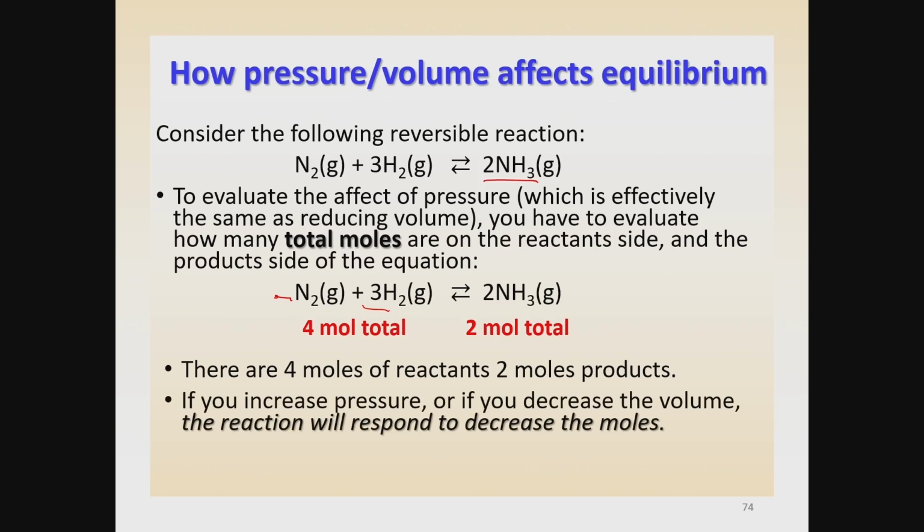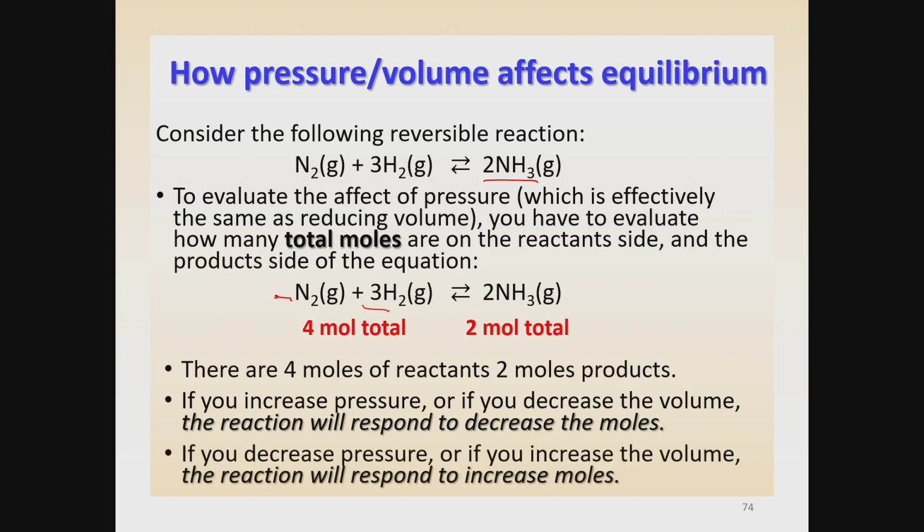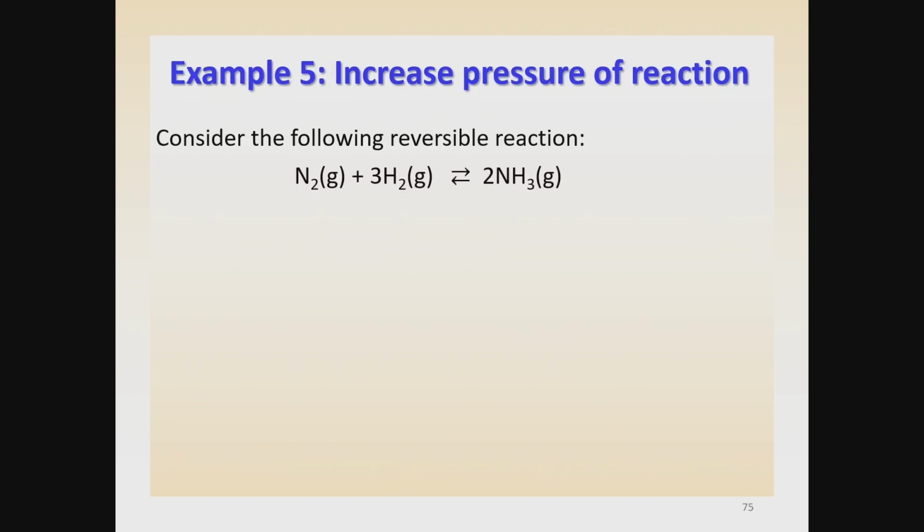So here's the key point. If the stress on the chemical reaction is to increase the pressure, or if you decrease the volume, the reaction will respond to decrease the moles. And the reason, I think you just saw on the previous slide, is that if you decrease the number of moles in some fashion, you will decrease the pressure. On the other hand, if you decrease the pressure or if you increase the volume, the reaction will respond to increase moles. And the reason is this: if you decrease the pressure, by Le Chatelier's principle, you would expect that somehow the reaction might change to increase the pressure, and we might do that if we can increase the moles.